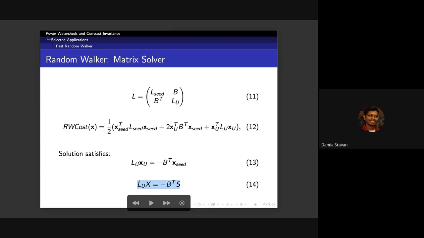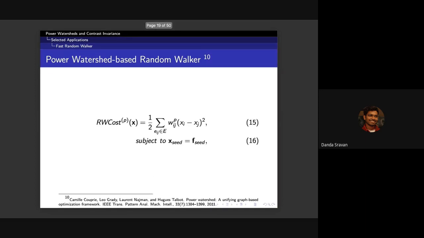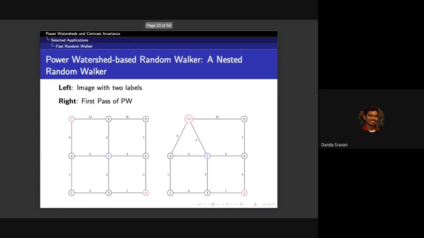But then, 5 years after this particular paper was introduced, it was shown using the power watershed framework that instead of working with the edge weights directly, if I reframe the question as working on a sequence of these minimization problems, I can obtain a much faster algorithm, but the results would be similar. So how exactly would it look? Let's take a look at a small example.